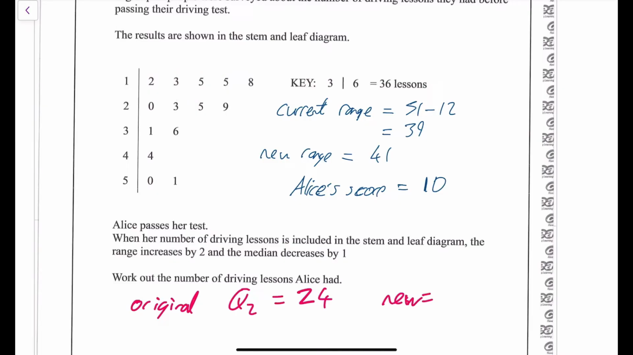You can imagine she would have had a score of 10 in here. So 1, 2, 3, 4, 5, 6, 7, 8, and that would take it down to 23. You can see it decreases the median by 1. So her value did decrease the median by 1, so it does work. You don't have time in an exam to do that, but just to give you a wee bit of confidence that the method I've used does work.